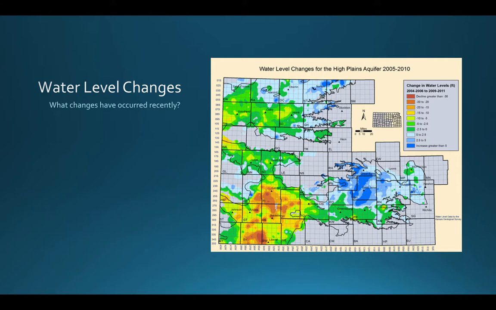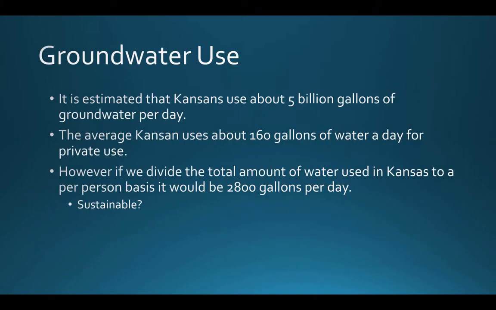So a lot of people are suffering some of these consequences agriculturally of drawdowns on the aquifers. So what are we using this groundwater for? Well, it's estimated that Kansans use about 5 billion gallons of groundwater per day. And the average Kansan, however, only uses 160 gallons of water a day for private use. So in your home, municipally, you're only using about 160 gallons of water a day.